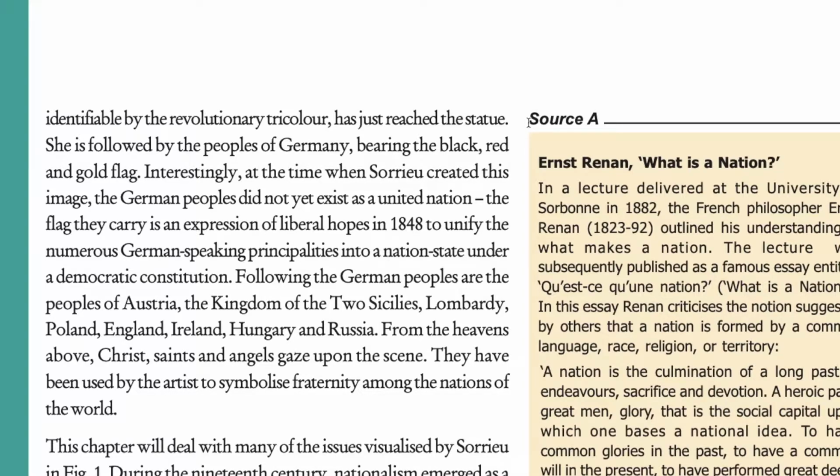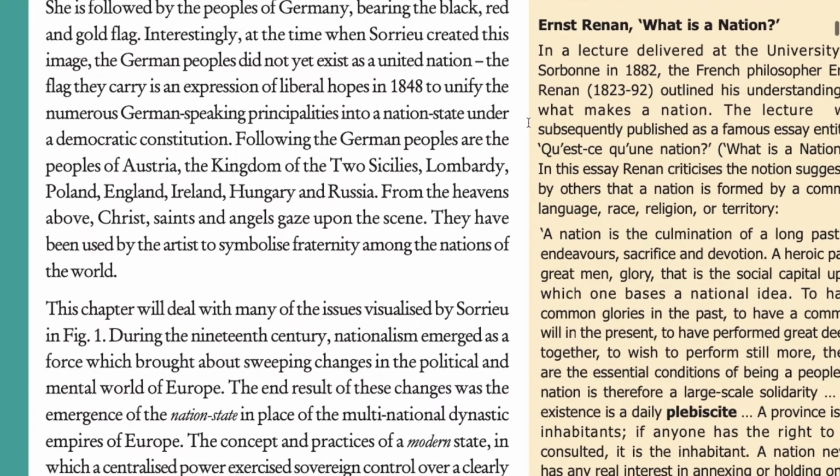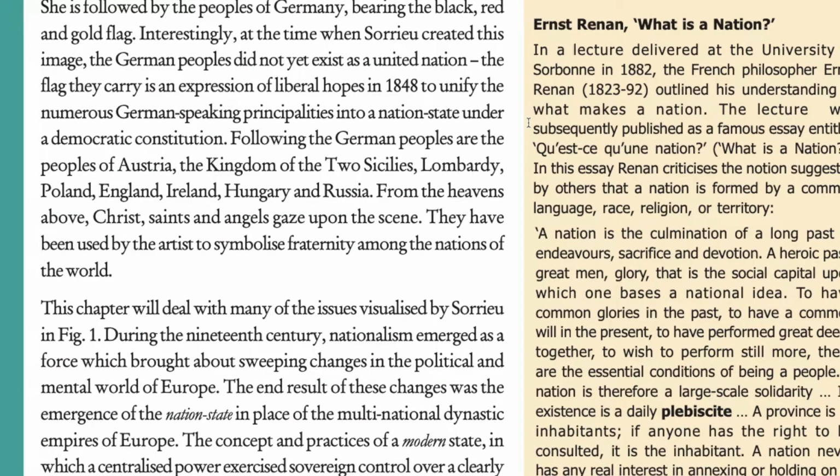Following the German people are the people of Austria, the Kingdom of Two Sicilies, Lombardy, Poland, England, Ireland, Hungary, and Russia. From the heavens above, Christ, saints, and angels gaze upon the scene. They have been used by the artist to symbolize fraternity among the nations of this world. This chapter will deal with many of the issues visualized by Sorrieu in Figure 1 in Unit 1.